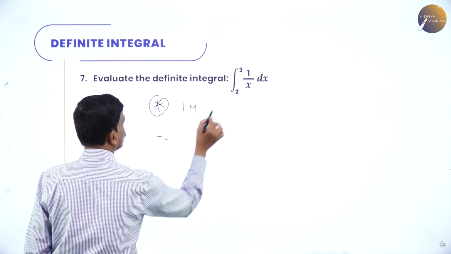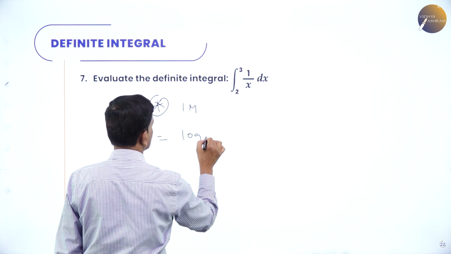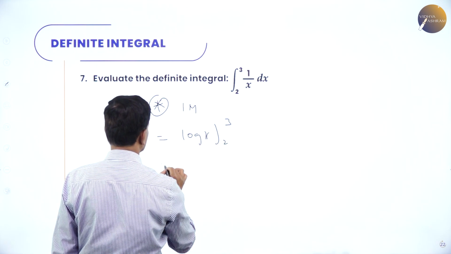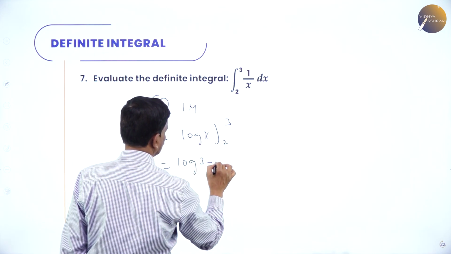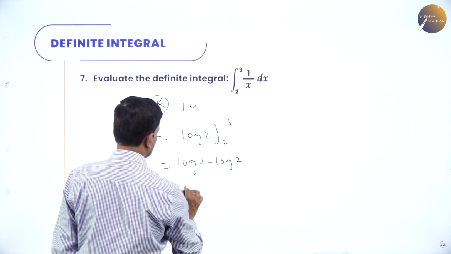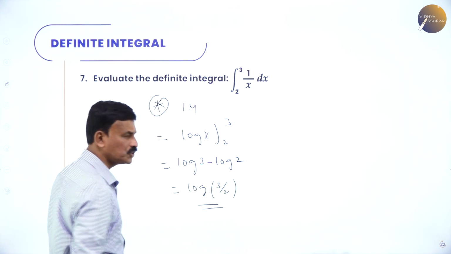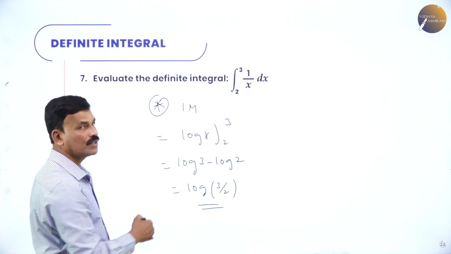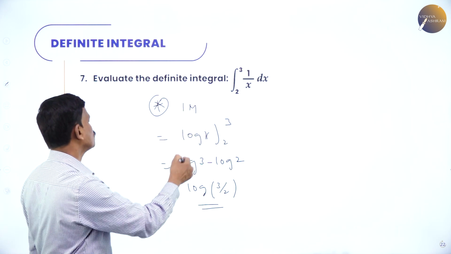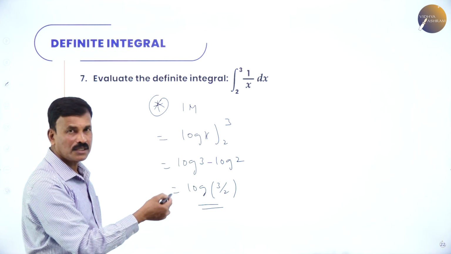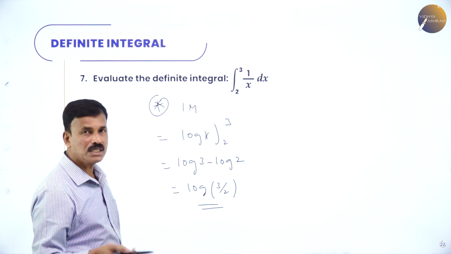Now the integration of 1 over x is log x between limits 2 to 3. So this is nothing but log 3 minus log 2. This is of the form log m minus log n. We can write the logarithm of 3 by 2. So the integration of 1 over x is log x between the limits 2 to 3, log 3 minus log 2, that is log m minus log n is log m by n.